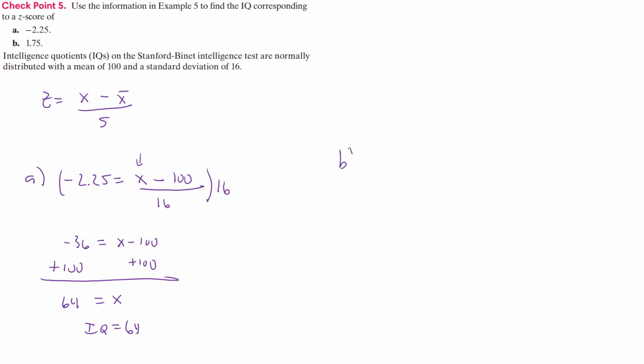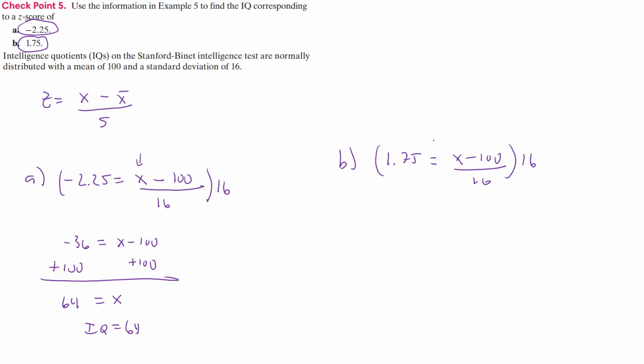Part B, well, I would expect that because I had a negative z-score in part A, the result is going to be below the mean, which was 100. So I got something below the mean, so that makes sense. Now this one is a positive z-score, so I better get something greater than 100. So here, 1.75 is going to be equal to x minus 100 over 16.